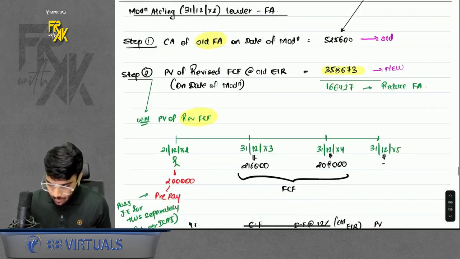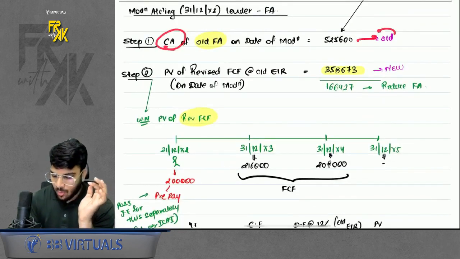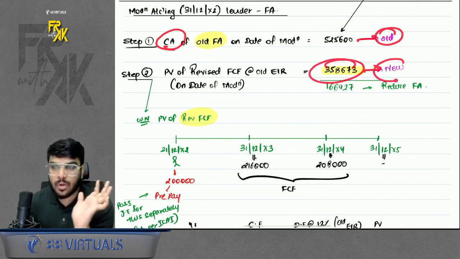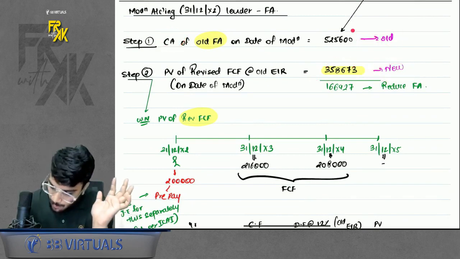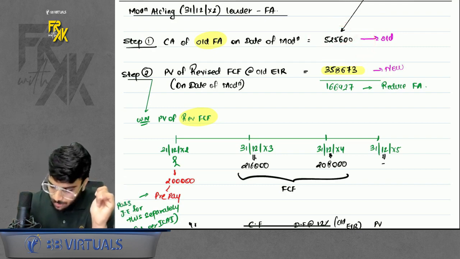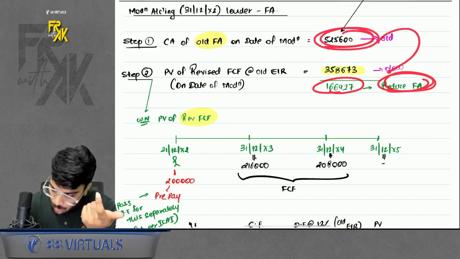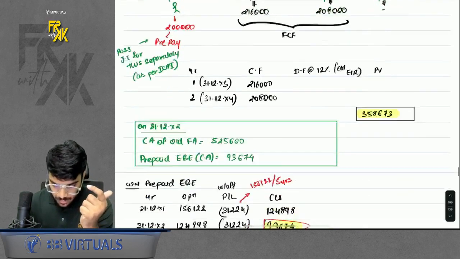Just assume that step number 1 is your old value. Step number 2 is your new value. So from old value, you have to come to the new value. So you have to reduce the financial asset by this much.